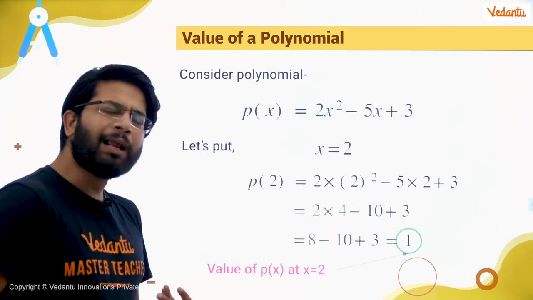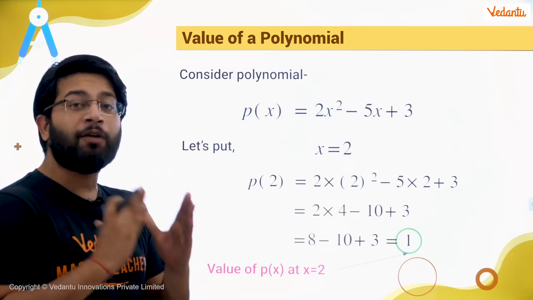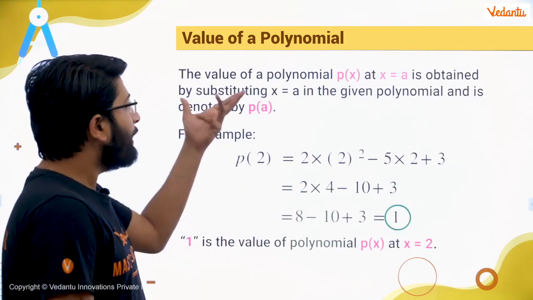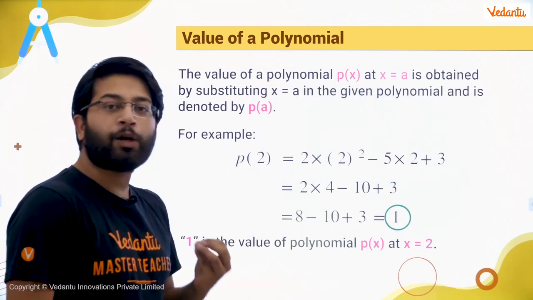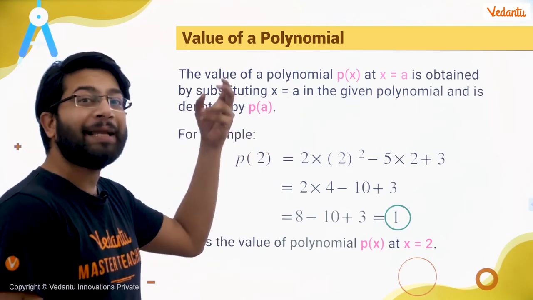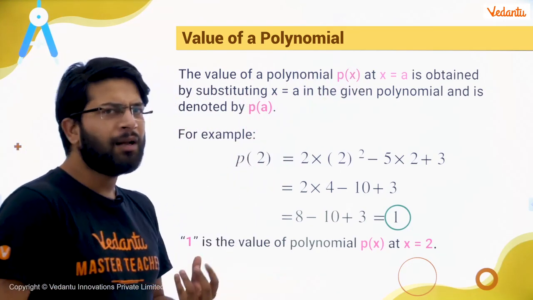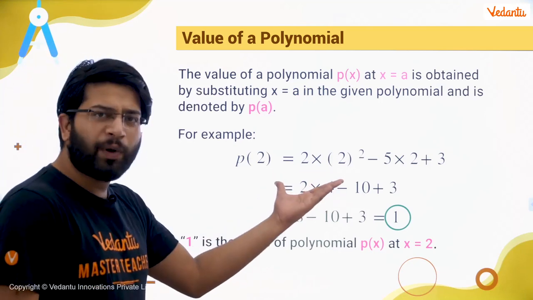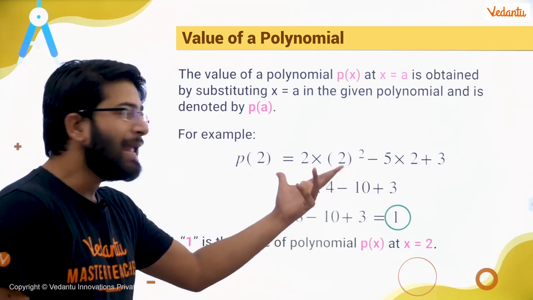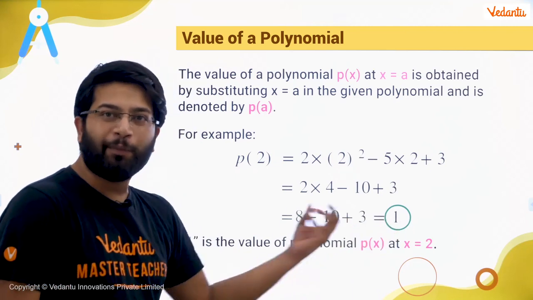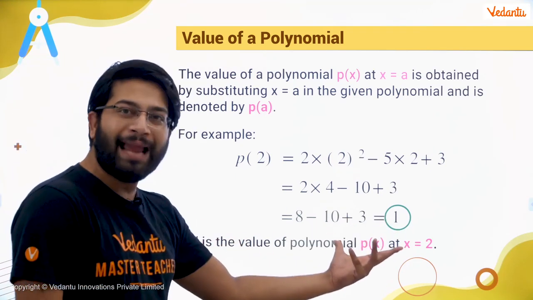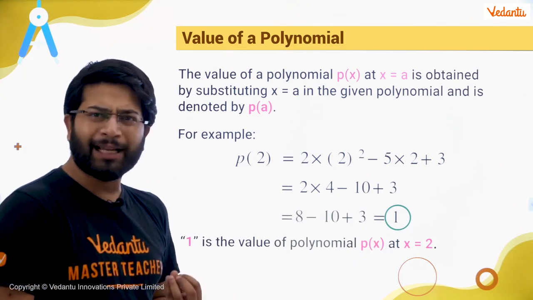That means for every value of the variable, we can find the value of the polynomial, right? So champ, we can say the value of the polynomial at x equal to a is obtained by substituting x equal to a in the given polynomial. Very easy, just like we did over here. We simply replaced x equal to 2 in the polynomial and we got the value of the polynomial, 1, right? And 1 is the value of the polynomial p(x) at x equal to 2. I hope it is clear.